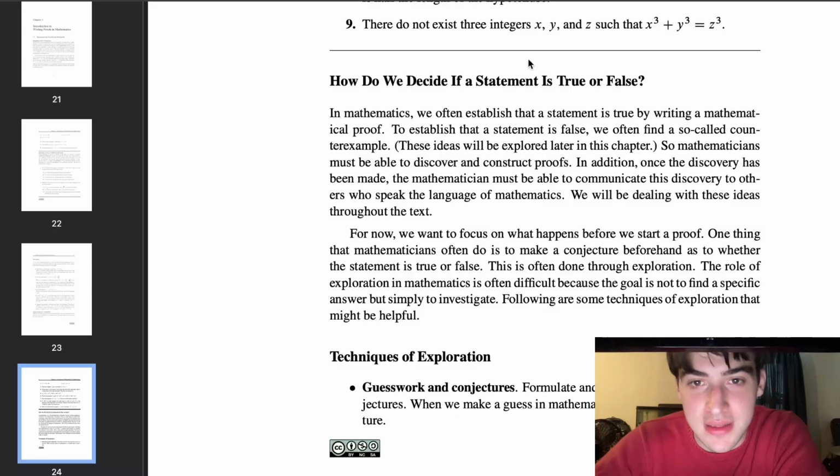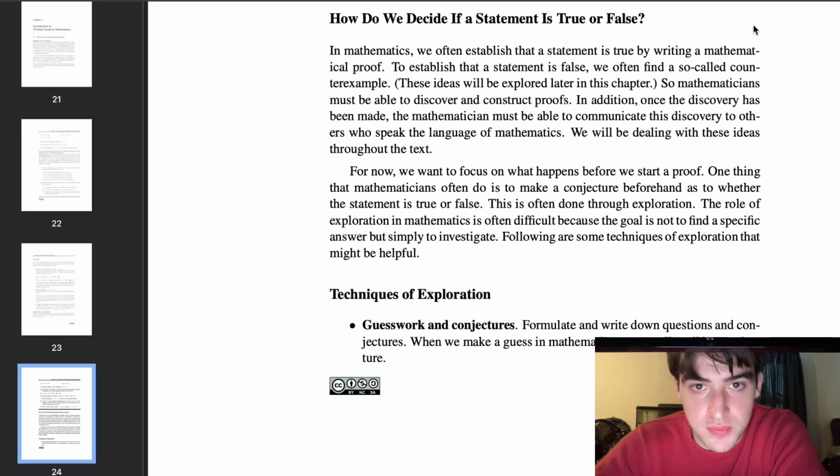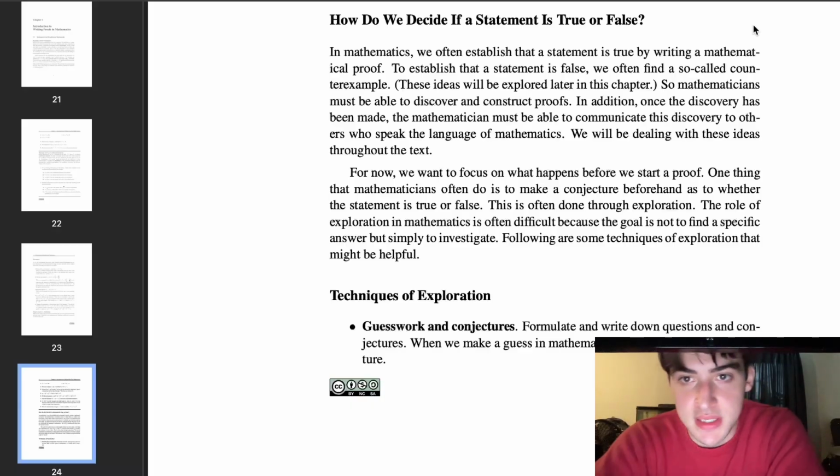Anyway, 9. There do not exist three integers x, y, and z such that x^3 plus y^3 equals z^3. That would be a statement. That's either true or false. How do we decide if a statement is true or false? In mathematics, we often establish that a statement is true by writing a mathematical proof. To establish that a statement is false, we often find a so-called counterexample. These ideas will be explored later in this chapter.